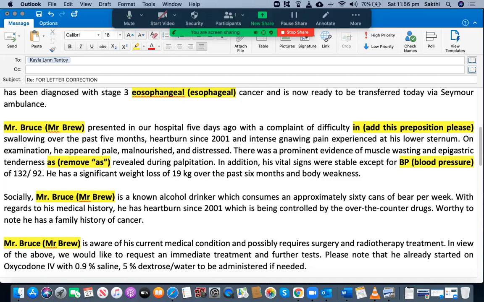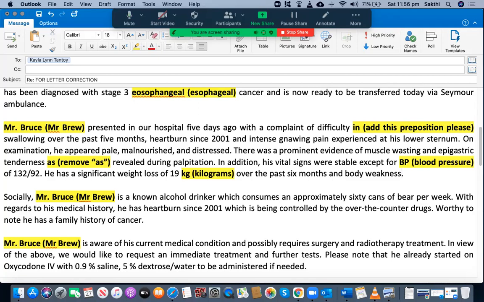Of 132 slash 92, and then he has a significant weight loss of 19 kilogram over the past 6 months and body weakness. Okay, it is okay to use 19 kilograms. There's no harm in using kg, but it's better to use the units of measurement in full. Okay, so 19 kilograms over the past 6 months and body weakness.